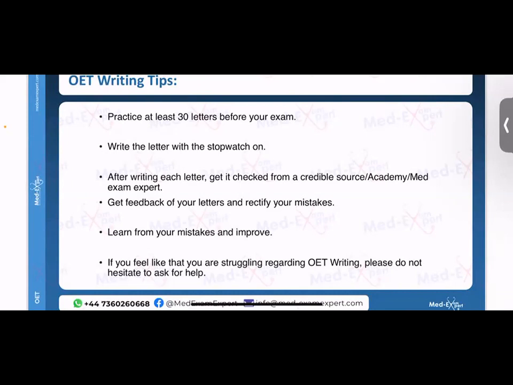Learn from your mistakes and improve. If you feel you are struggling with OET writing, please do not hesitate to ask for help. I have told you earlier that you are investing your money, so please never hesitate to ask your mentor any question. I also advise my students that if there is any silly question in your mind, please ask it away. The advantage is that you will be doubt free on the exam day.